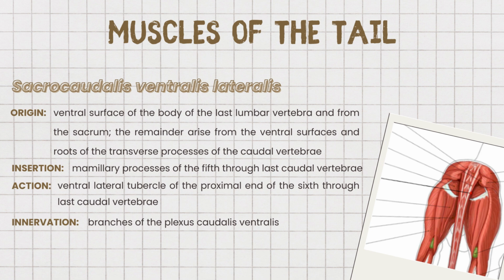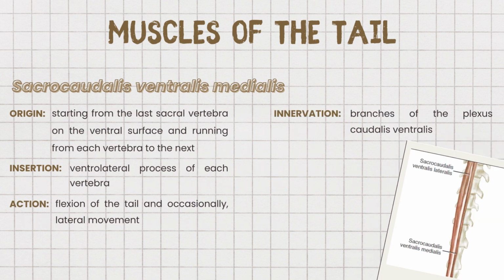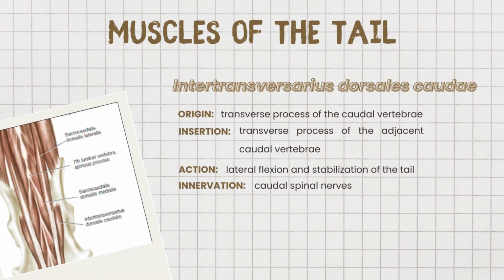Action, ventral lateral tubercle of the proximal end of the 6th through last caudal vertebrae. Innervation, branches of the plexus caudalis ventralis. Sacrocaudalis ventralis medialis. Origin, starting from the last sacral vertebrae on the ventral surface and running from each vertebra to the next. Insertion, ventrolateral process of each vertebra. Action, flexion of the tail and occasionally lateral movement. Innervation, branches of the plexus caudalis ventralis.